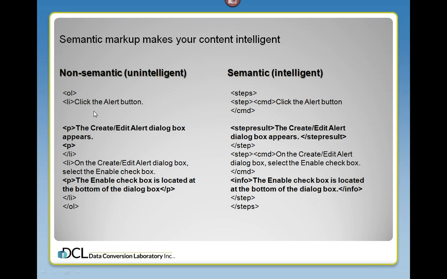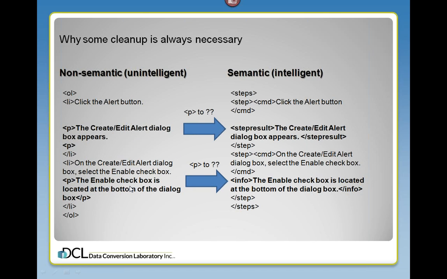This is an example of unintelligent content. I've just used HTML code as an example. You have a list element here, in DITA you have a step element, but here you have a paragraph, which is just a formatting specification, and that maps to the DITA element called step result for this step. In the second step, the underneath paragraph again is a paragraph element in HTML, but in DITA it maps to an info element.